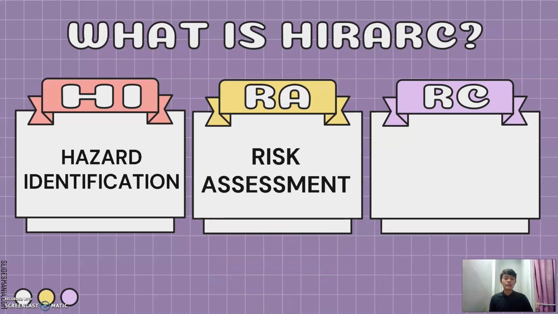Next, RA stands for Risk Assessment. It is the ability to analyze the possibilities of a person getting harmed or injured when exposed to the hazards, and evaluate how low or high the damage would be. Last but not least, RC stands for Risk Control. It is an action taken to eliminate the risk or minimize the risk of the person exposed to the hazard.